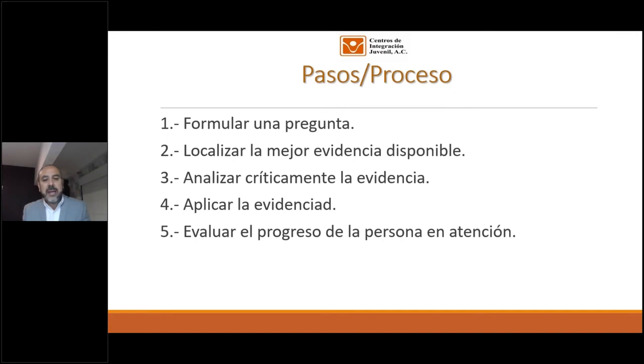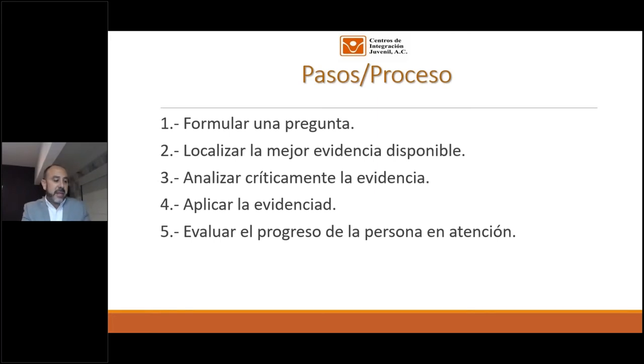Obviamente vamos a localizar la mejor evidencia científica disponible. Podemos o debemos analizar críticamente la evidencia. Comentaba Ned, por ejemplo, el estudio que se hizo en la auriculoterapia, en donde no se ha mostrado que sea propiamente la acción de la auriculoterapia la que va a ayudar al paciente. Entonces tenemos que aplicar toda esta parte de la evidencia, y sobre todo tenemos que darle seguimiento y evaluar el progreso de la persona en los servicios de la atención.